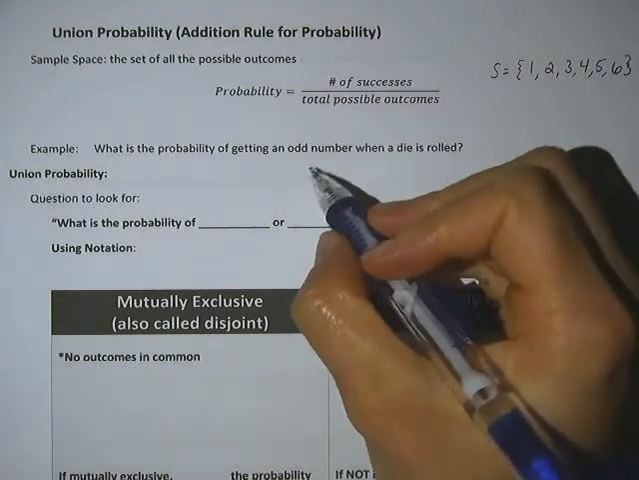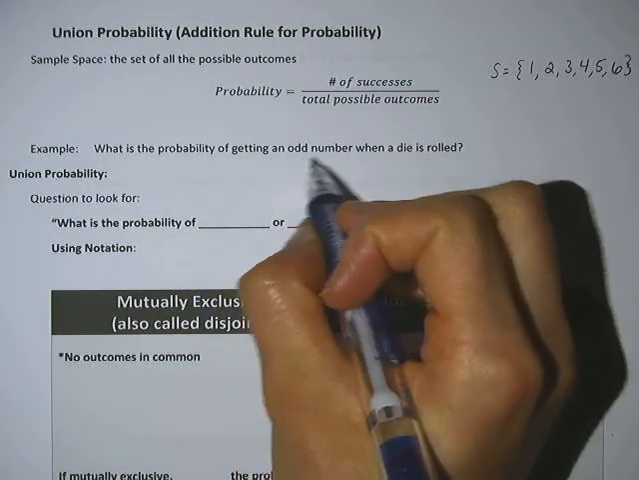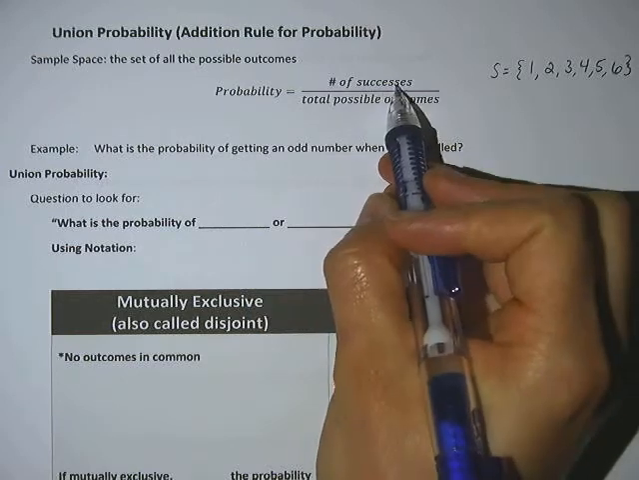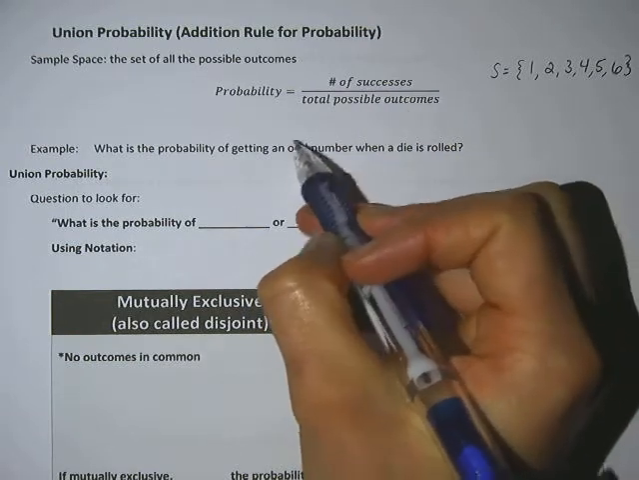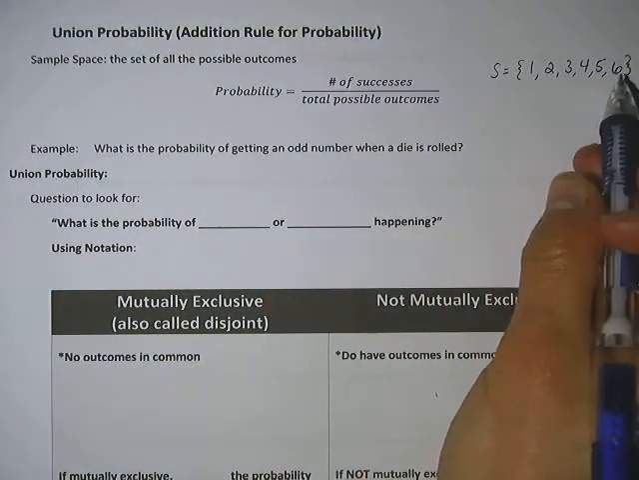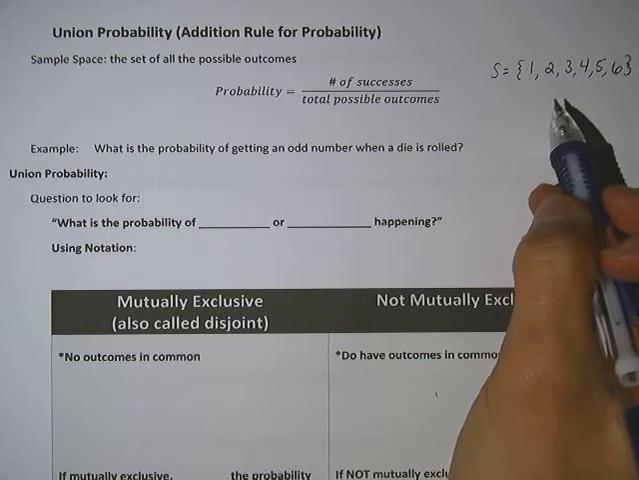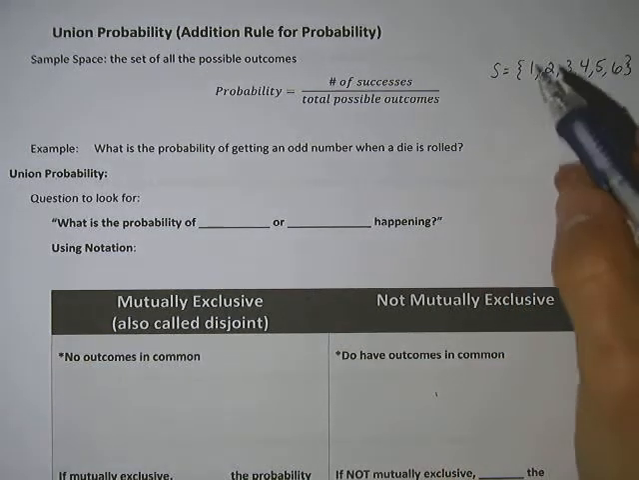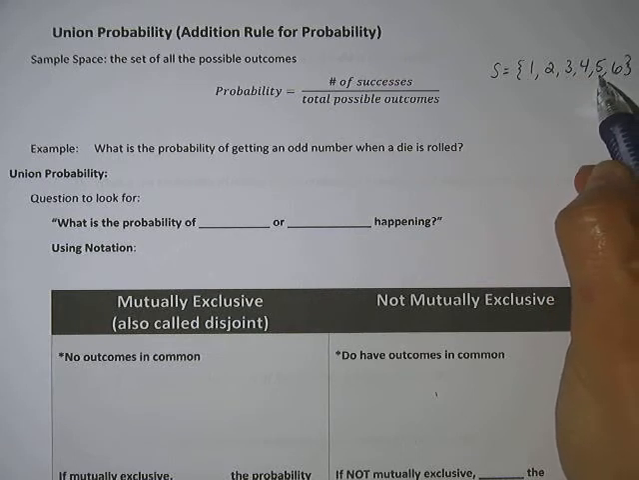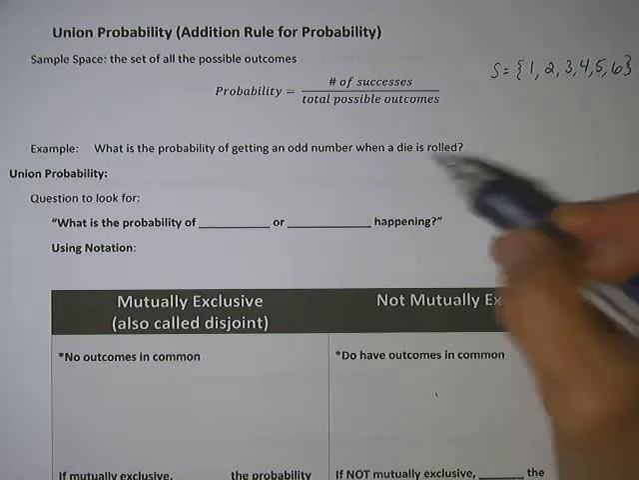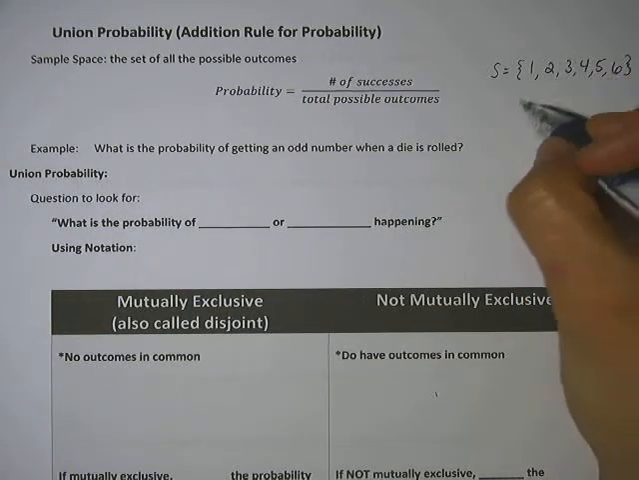What we want to happen here is to get an odd number, so a success in this problem would be getting an odd number. That's a subset of our sample space. Think about which numbers are odd. Those would be 1, 3, and 5. We're trying to find the probability of that happening. That's one way of thinking about the sample space.